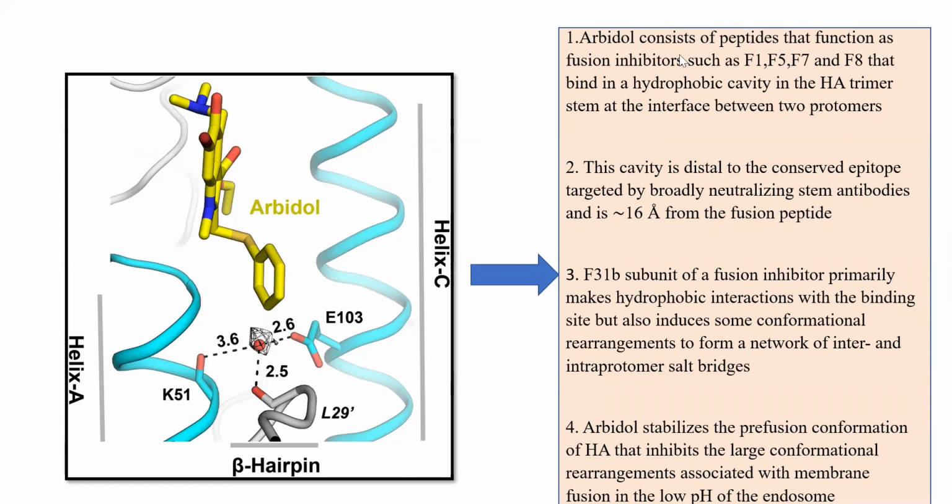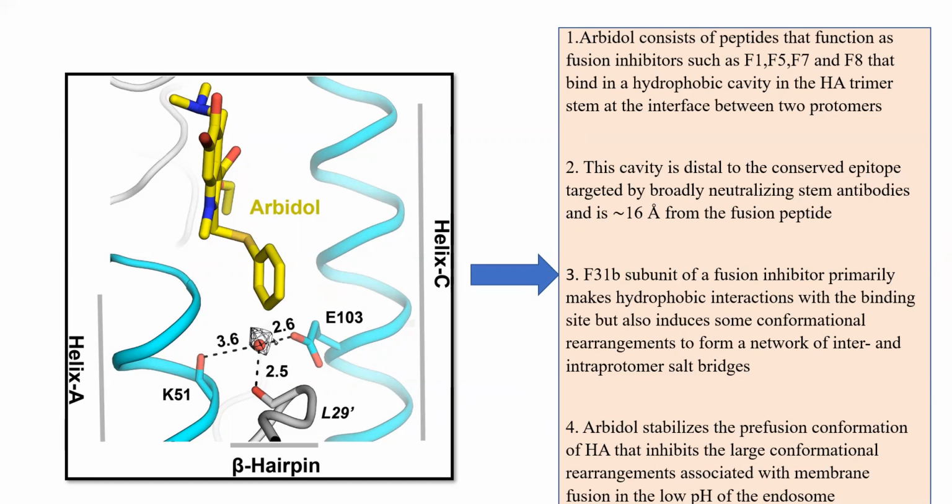Arbidol consists of components that function as fusion inhibitors such as F1, F5, F7, and F8. All these components tend to bind in the hydrophobic cavity in the HA trimer stem at the interface between two protomers. And binding of Arbidol to the hydrophobic cavity in the HA trimer will make some hydrophobic interactions for sure, and it will induce some conformational rearrangements to form a network of inter and intraprotomal salt bridges, which will then block the pH-induced conformational rearrangements.